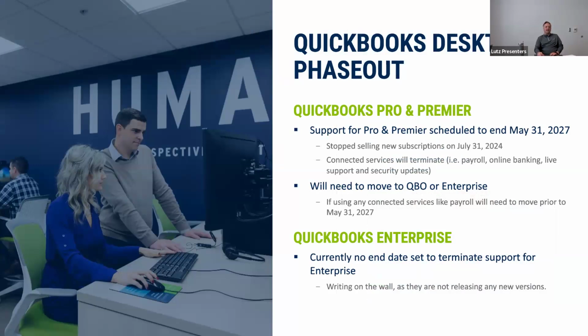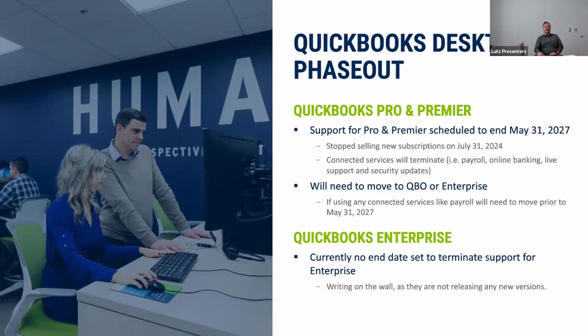Just to give you a little bit of background, in 2021, QuickBooks stopped selling a standalone version of their QuickBooks Desktop software. So prior to 2021, you could buy a desktop version of QuickBooks. You could work on it. They'd support it for 3 years, and then you'd have to upgrade to a new version if you still needed their connected services such as payroll, online banking, live support, security updates, things like that.